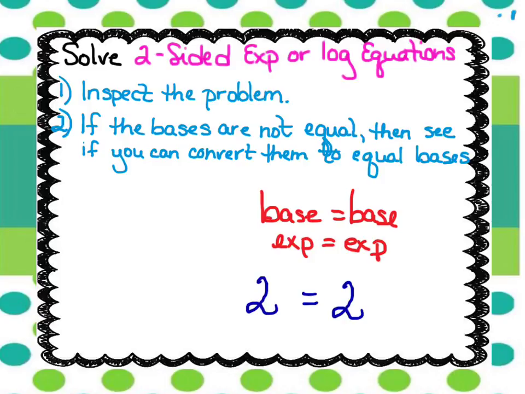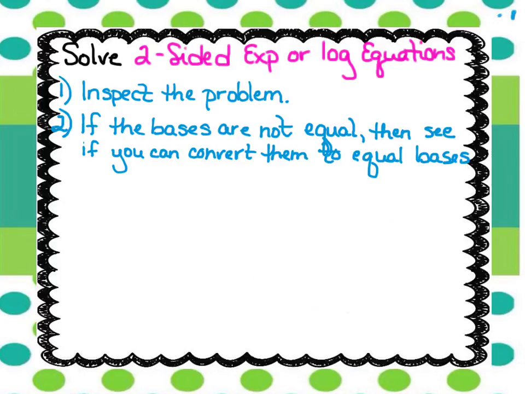Here's an example. 2 equals 2, right? 2 cubed equals 2 cubed. The base equals the base, and the exponent equals the exponent. Makes perfect sense. When we wrap this up in an equation, it looks a little different. As we inspect it, we see that the bases are not the same. But can we convert one of these bases to the other? It's usually the higher number into the lower number, just to give you a heads up. And yes, we can. That 4 can be converted to a 2 squared.